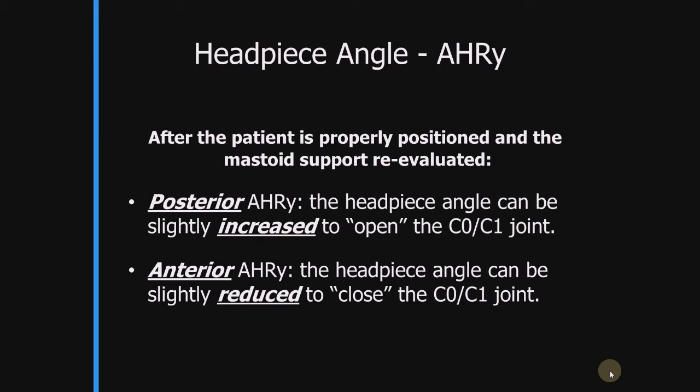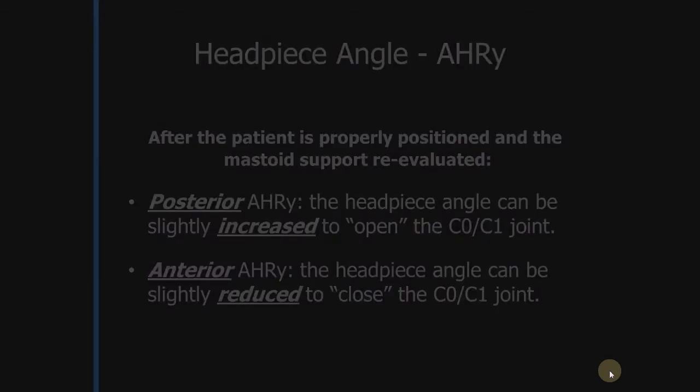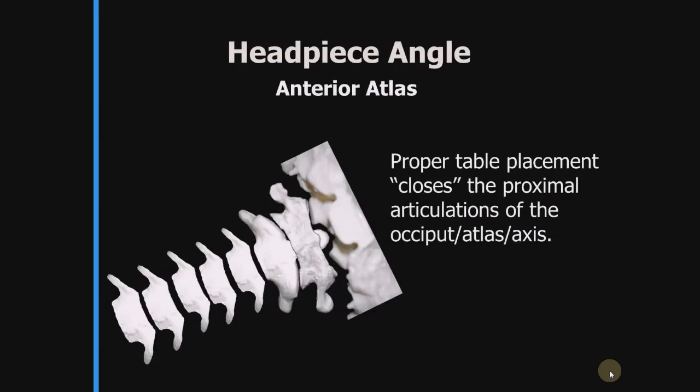If we have an anteriorly misaligned atlas on the side of the ACD, we're going to slightly flatten or close the headpiece angle to close the proximal occiput C1 joint to encourage the anterior atlas to want to reduce with the adjusting force. Thus, the visual that we'll give you here is with an anterior atlas, we're going to slightly flatten the headpiece to create a slight closing effect on this joint right here, the proximal occiput C1 joint. So here's the influence once again. We'll flatten the headpiece and get a slight closing effect on that occiput C1 joint.